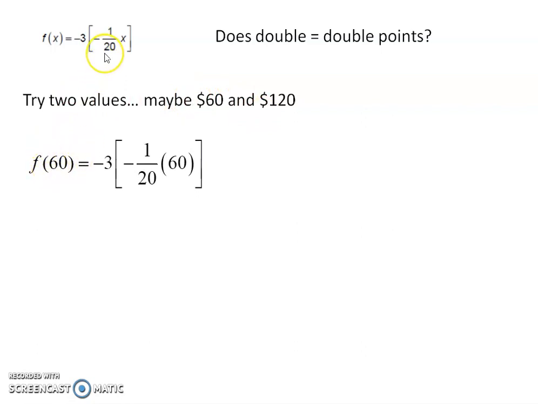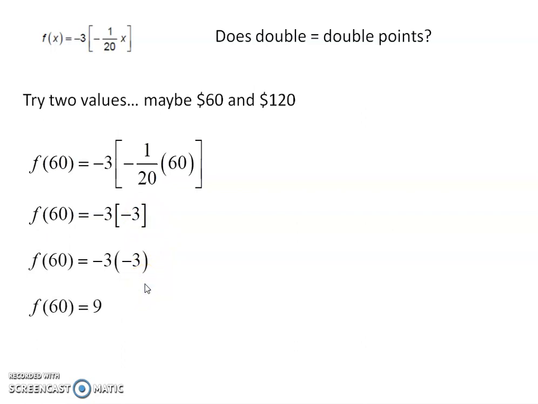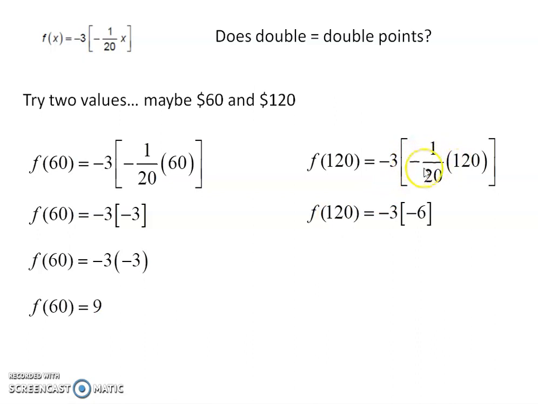Find f of 60. I take that same rule, I plug in 60 as the x, and I simplify. Negative 1 over 20 times 60 is the same as negative 60 over 20, which is negative 3. That is an integer, so it's just equal to negative 3. And when I multiply negative 3 times negative 3, that is 9 points. The person who spent double, having spent 120, works out to be negative 1 over 20 times 120, which is negative 6. That is, again, an integer, so it doesn't have to get rounded down. And that's 18 points.